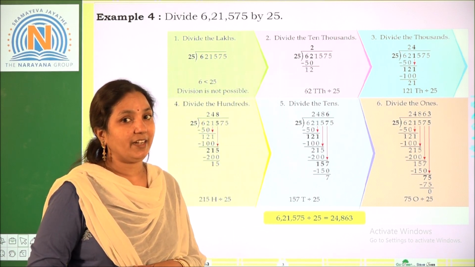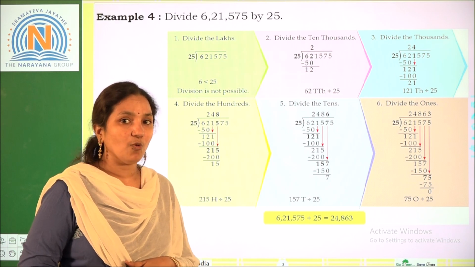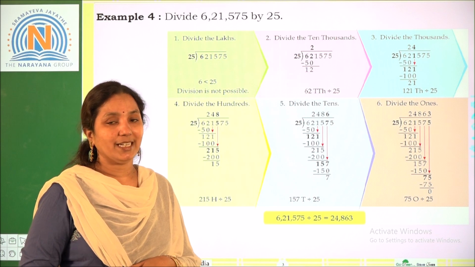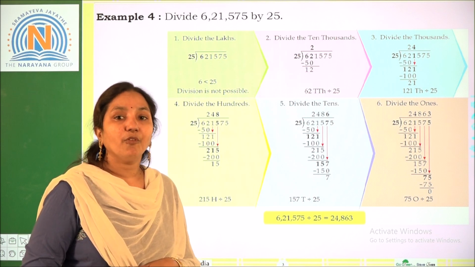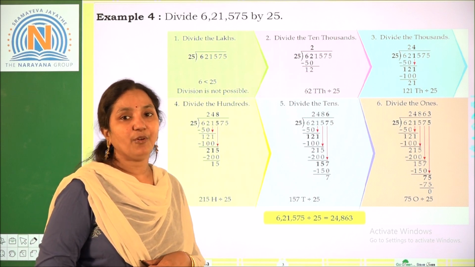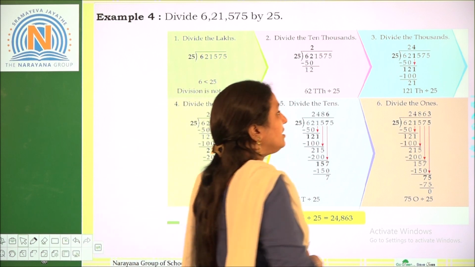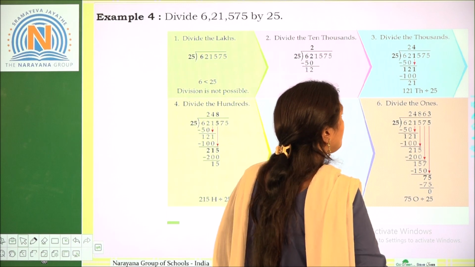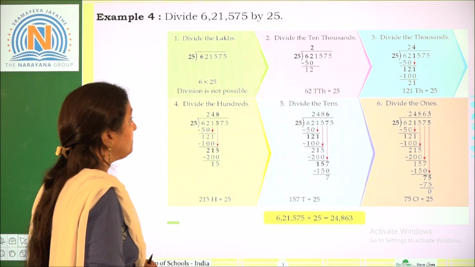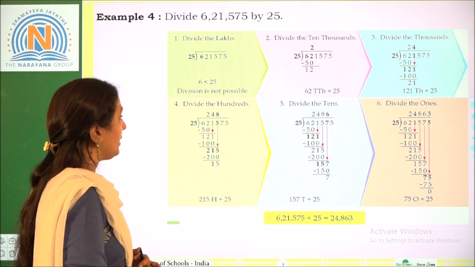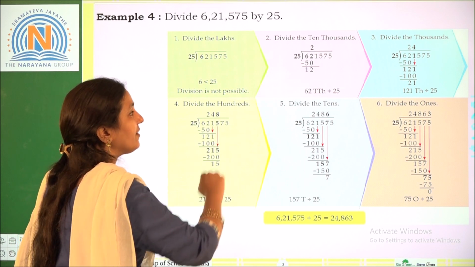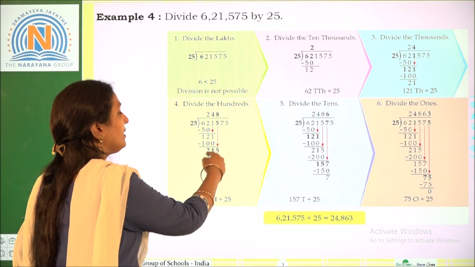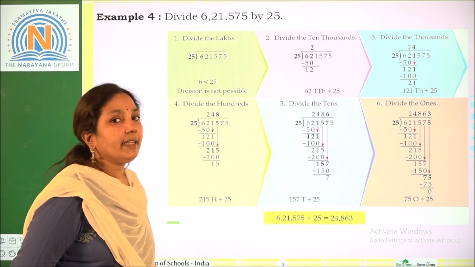So 121 is there. How many times can we divide approximately? Can we divide 5 times? 5 25s, how much? 125. We cannot. So approximately we have to take 4 times. 4 25s are 100. So 121 minus 100 equal to 21. Now bring down the next number. What is that? In the hundreds place, 5 is there. 215.